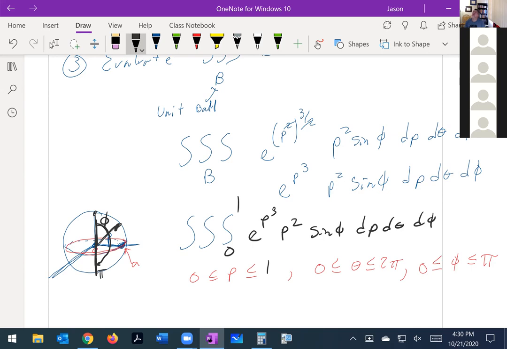Okay, so 0 to 1 for rho. Theta is going to go from 0 to 2 pi. I can say theta because that's different than rho's and phi's and everything else, okay?